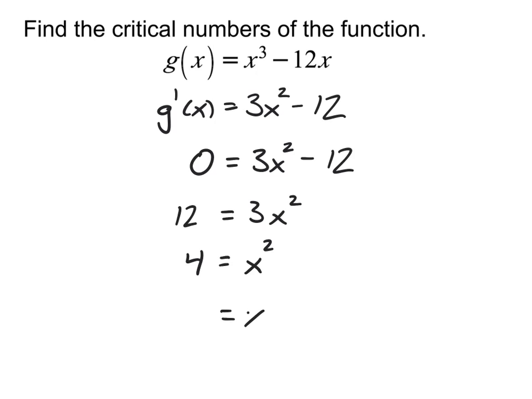And so x equals what? 2? Well, half right. Remember that if I'm taking the square root of both sides, I have to also include the plus or minus. So x would actually equal 2 or negative 2 in this case.